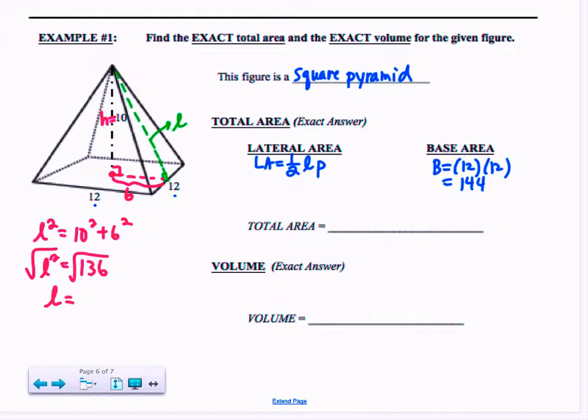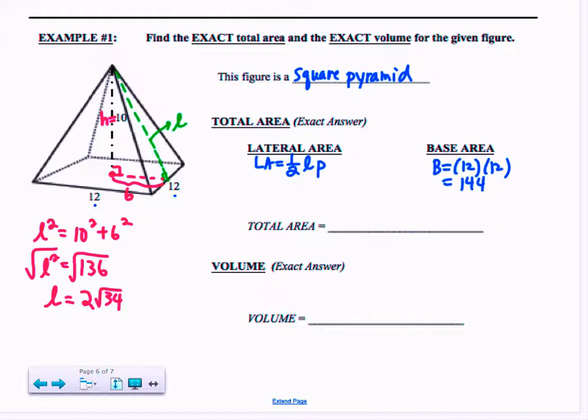Now, it's that exact answer. That means if there are any square roots, I leave the square roots in my answers. So if I check my perfects, you'd find out that 4 does divide into 136. So the slant height is 2 root 34. And I'm going to leave it just like that because it's that exact answer.